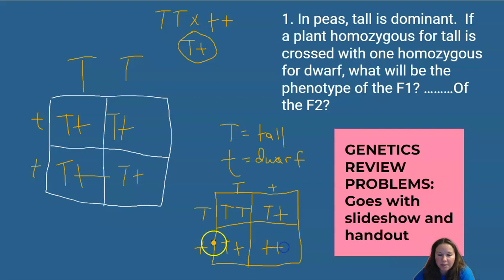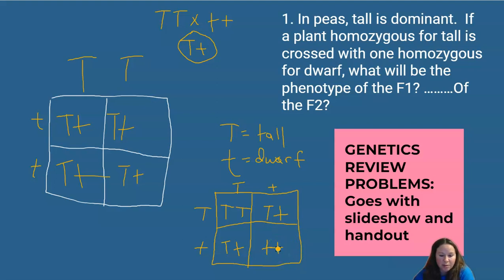All right, so here's the F2 or second generation right here. So what will I expect for the phenotype? Well, 3/4 will be tall, 1/4 dwarf. So that's for the phenotypes.